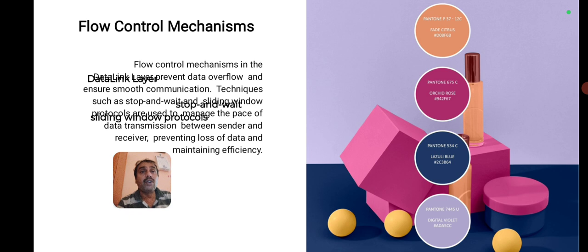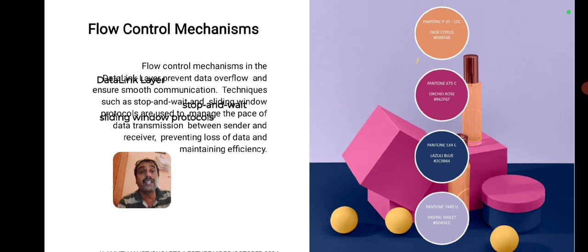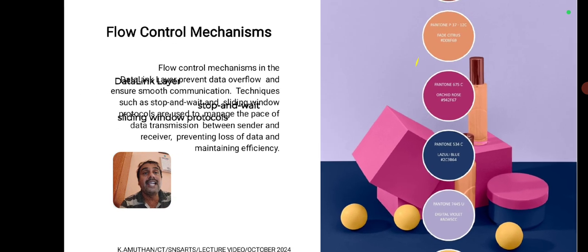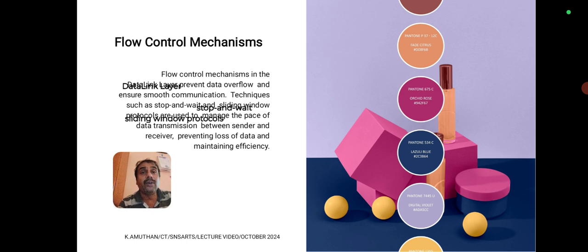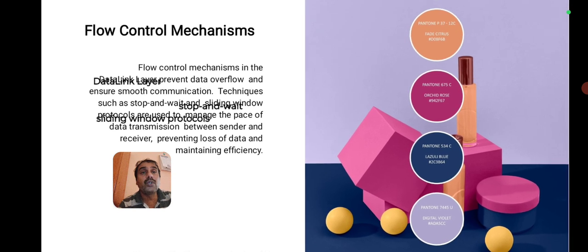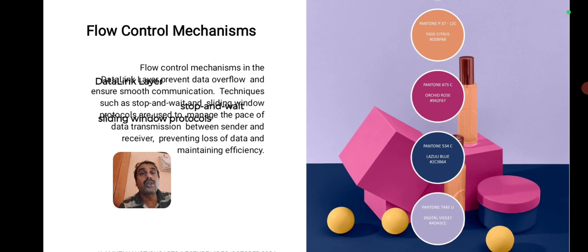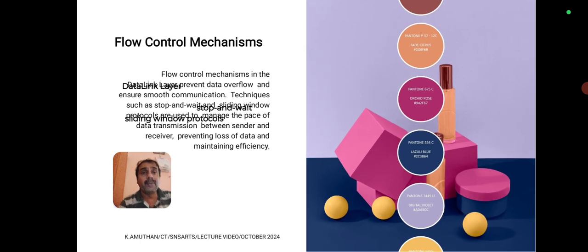Flow control mechanism. The flow control mechanism in the data link layer prevents data overflow and ensures smooth communication. Techniques such as stop and wait and the sliding window protocol are used to manage the pace of data transmission between the sender and receiver, preventing loss of data and maintaining efficiency.